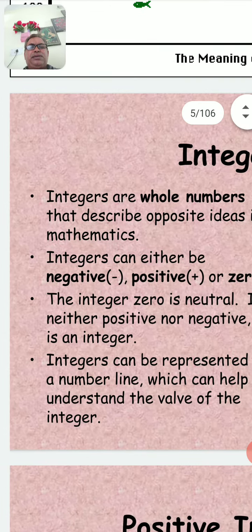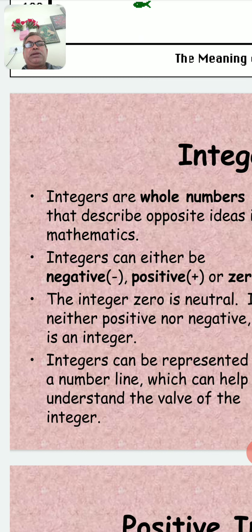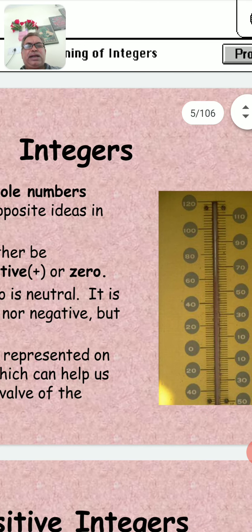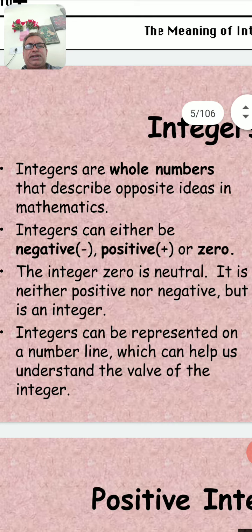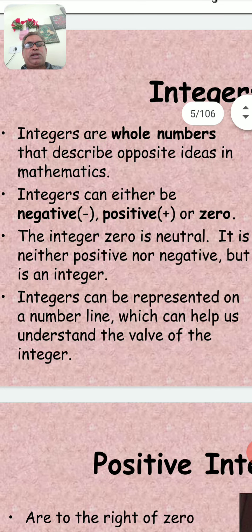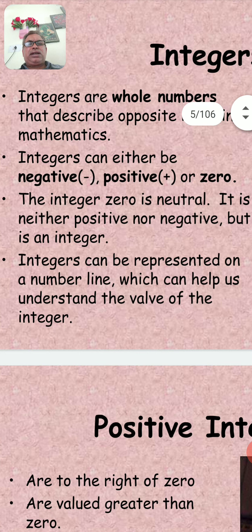Now integers. Integers are whole numbers that describe the idea of opposite numbers in mathematics. So what is meant by opposite numbers? You can understand by the integers. Integers can be either positive, negative, or 0. There are three types of integers, as I told you: positive, negative, or 0. The integer 0 is neutral. It has no sign, positive or negative. That's why it is neutral. It is neither positive nor negative, but it is an integer.